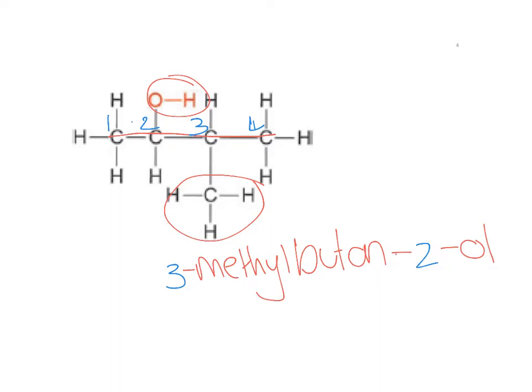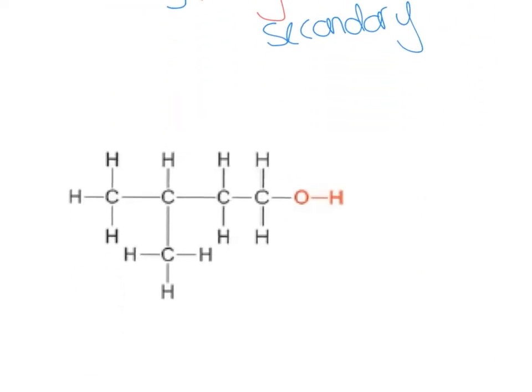Part of the question that we're looking at also asked you to identify if this was a primary, secondary, or tertiary alcohol. My alcohol group carbon has 2 friends, 2 carbons on either side of it. That makes it a secondary alcohol. Okay, let's move on to the next one.